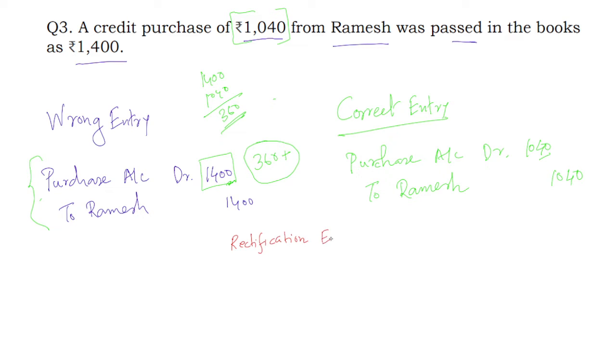So the rectification entry will be, will it be the same or just the reverse? Because we have recorded extra here. If in this question it was asked like this, instead of 1040 it was recorded as 700, then we would have passed the same entry with the more amount. But in this case 360 is recorded more, so we will just record it reverse. Ramesh, we have credited earlier, now we will debit it.